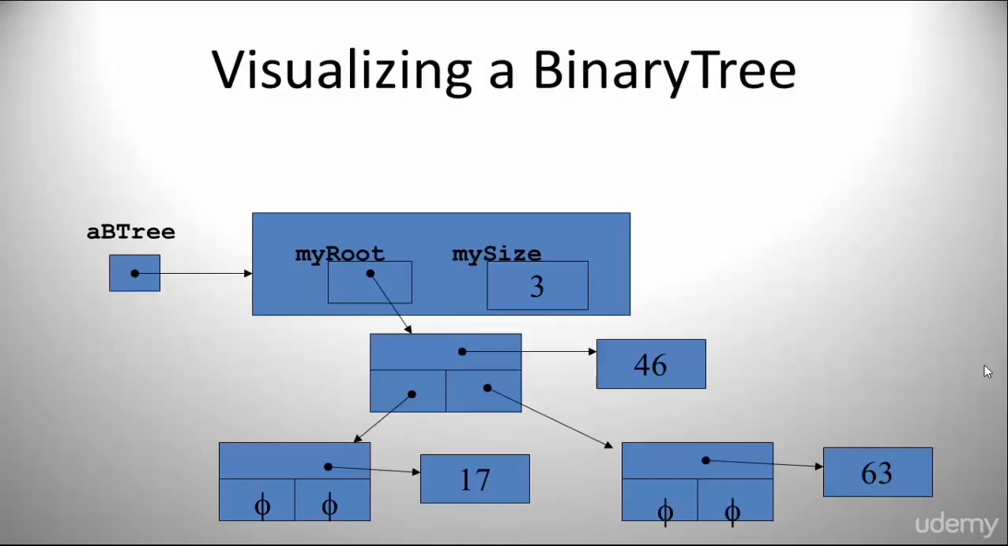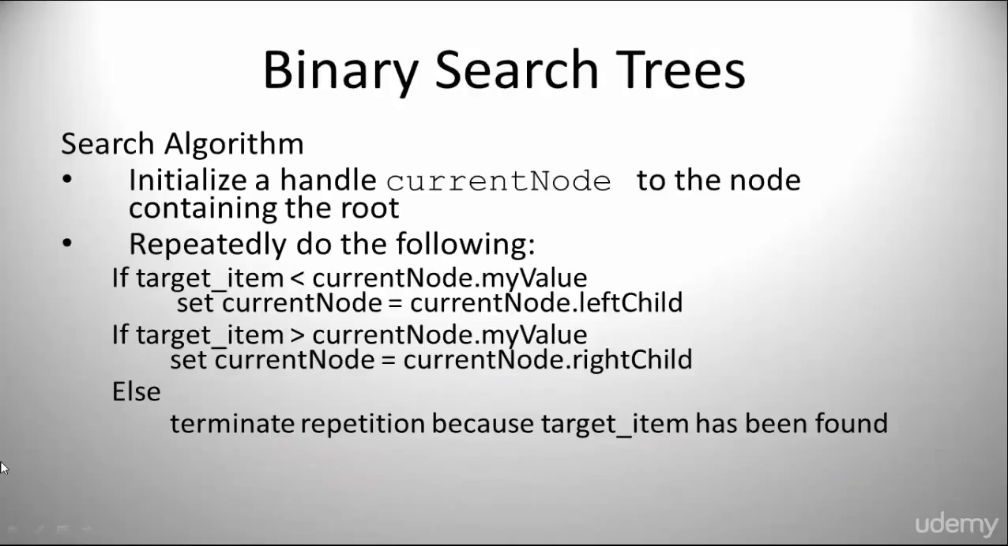When we visualize a binary tree, this is what it looks like. Again, it is kind of like a tree with branches branching off of the main code. There are also binary search trees. We can have a search algorithm which initializes a handle such as current node to the node containing the root. It will repeatedly do the following.